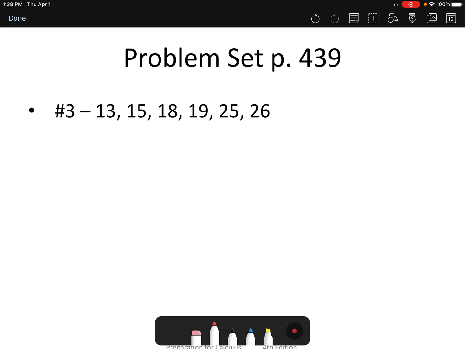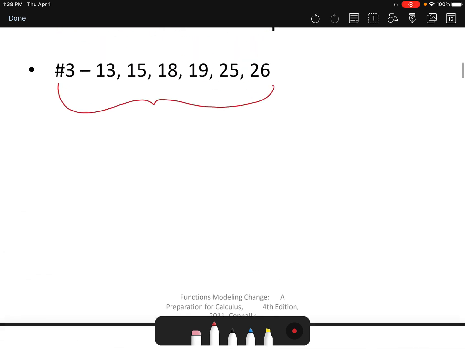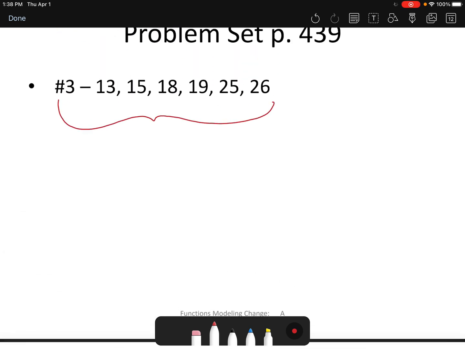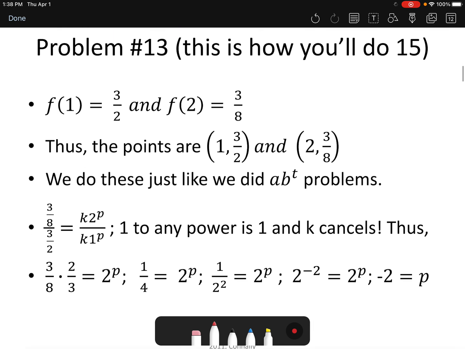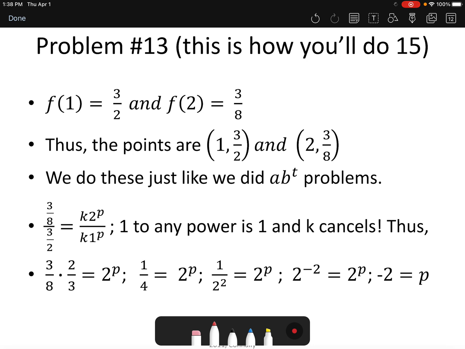So on page 439, we are going to look at 3 through 13, 15, 18, 19, 25, and 26. And I went ahead and did 13 for you. So let's look at 13. This is much like we did with AB to the T, but now it's KX to the P.